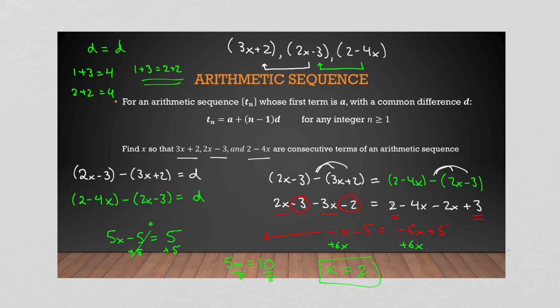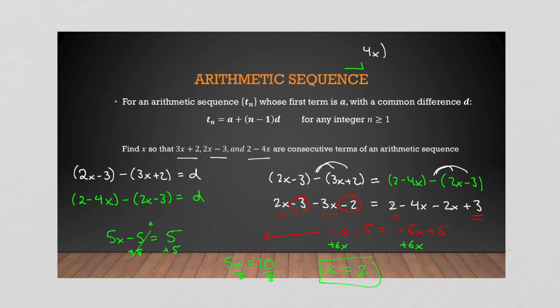So what I've done is I've solved for an x value that will guarantee that those 3 terms are consecutive in an arithmetic sequence. So I'm going to erase some of this room at the top, and I'm going to plug that value in for x and show you what happens. So we're saying x is 2, which means I have 3 times 2 plus 2. That's my first term right here. Okay, so that gives me 8.